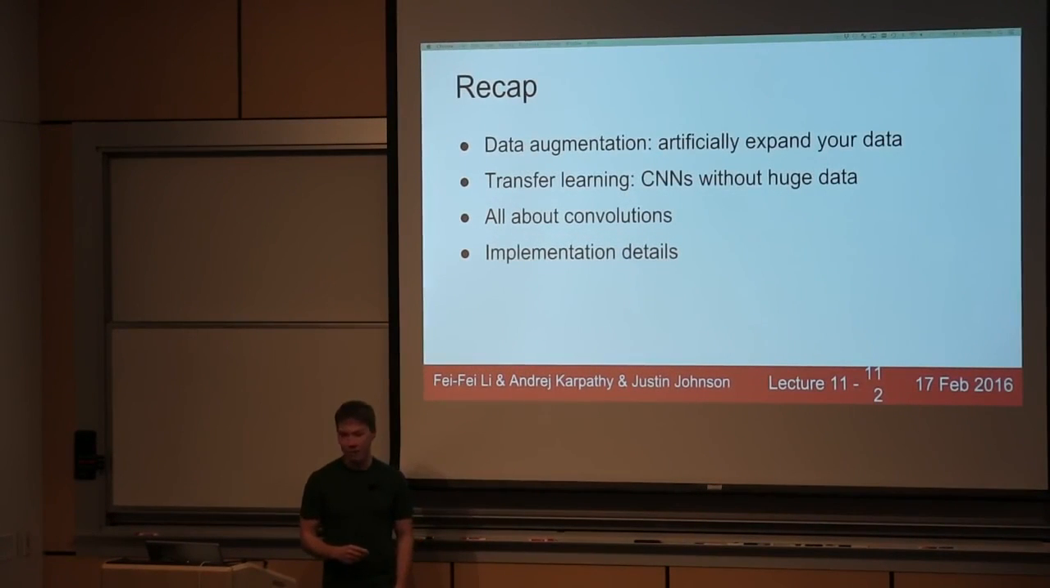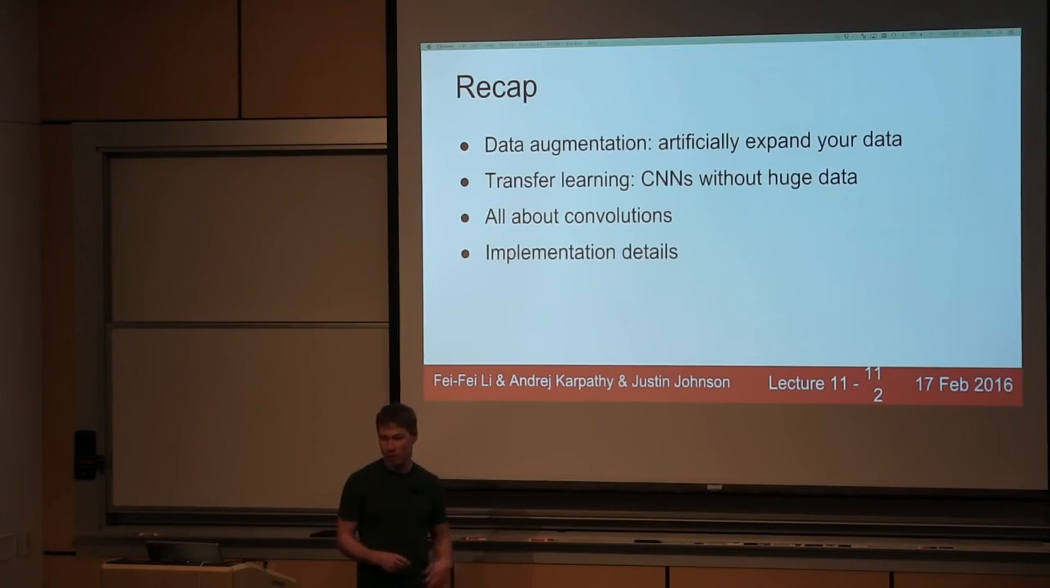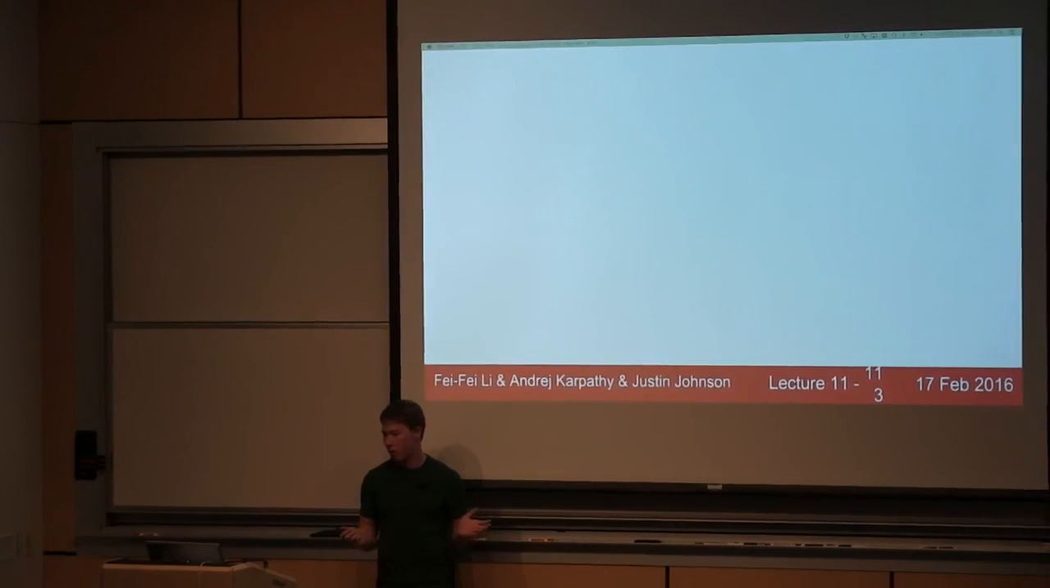So yeah, just to recap everything we talked about today, we talked about data augmentation as a trick for improving when you have small data sets and help prevent overfitting. We talked about transfer learning as a way to initialize from existing models to help with your training. We talked in a lot of detail about convolutions, both how to combine them to make efficient models and how to compute them. And we talked about all these implementation details. So I think that's all we have for today.